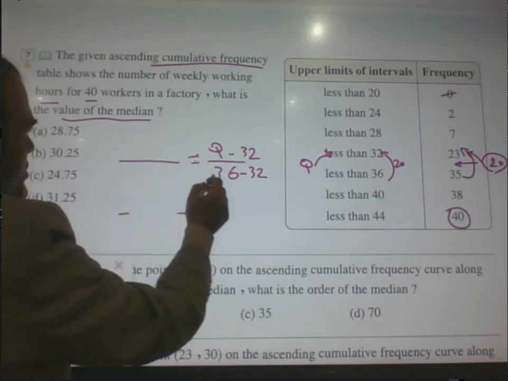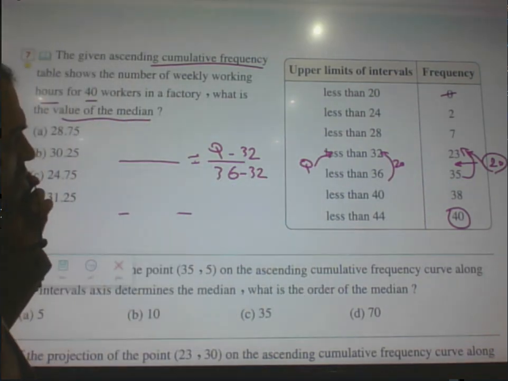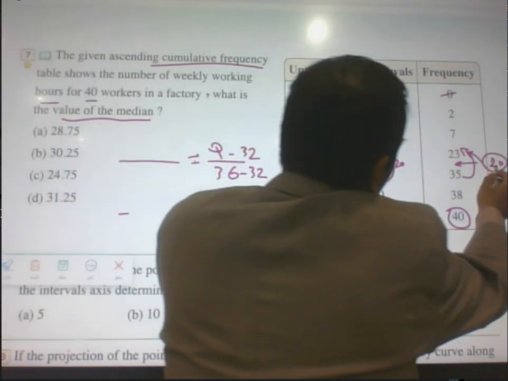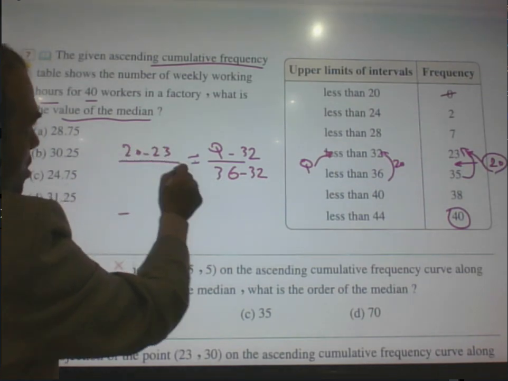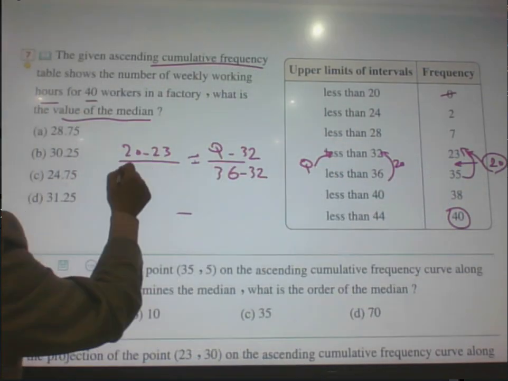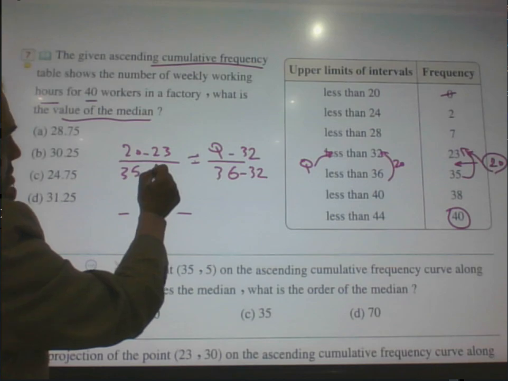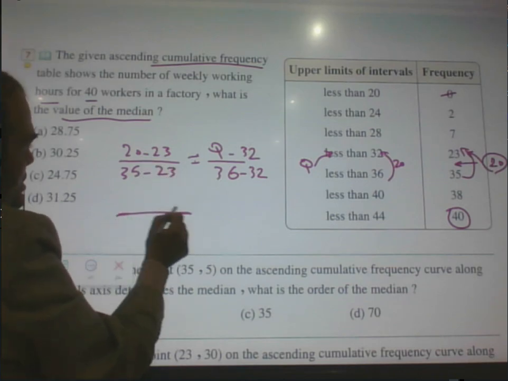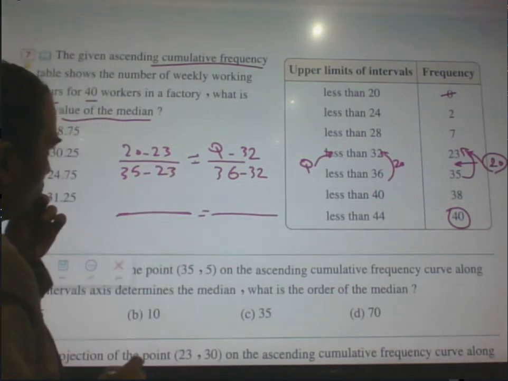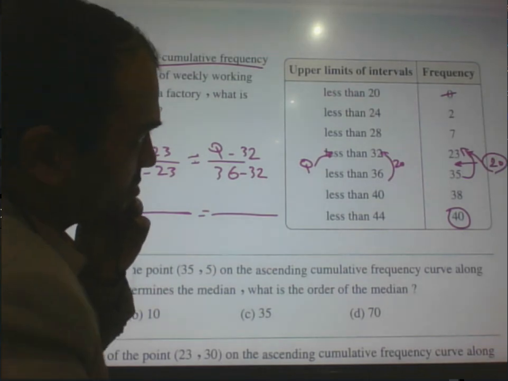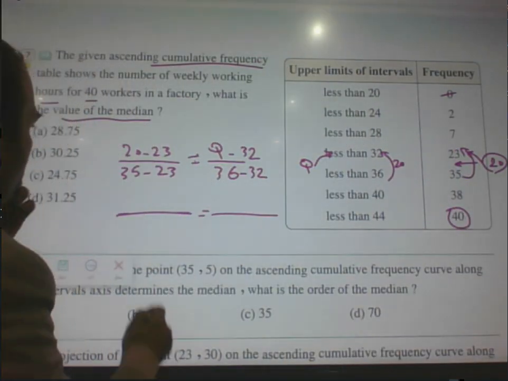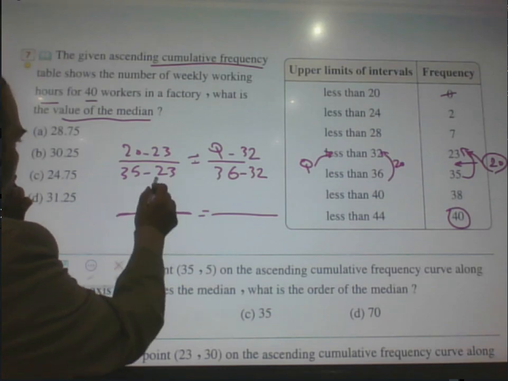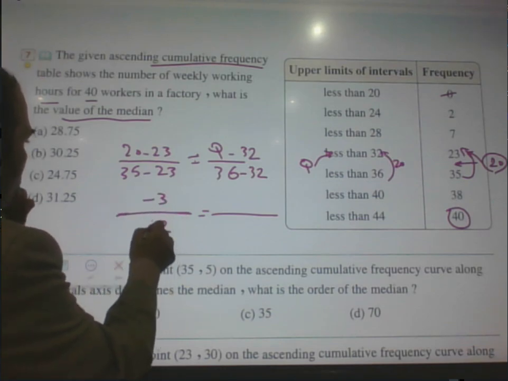Right, this number was Q. Where's the answer? Yes, 20 subtract by 23 and 35 minus 23. Okay, listen to me. 20 minus 23. Here, 20 subtract by 23 equal negative 3. 35 minus 23: 5 minus 3 is 2, and 3 minus 2, 1.